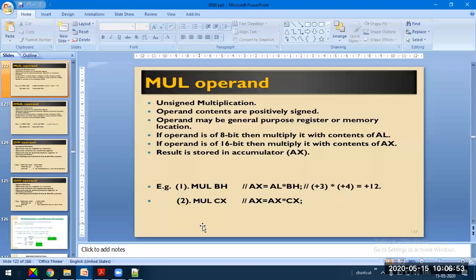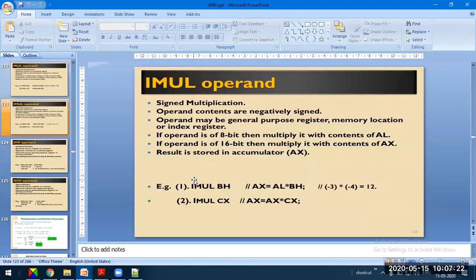Similarly, for 16-bit multiplication, last class we have seen that it makes use of two registers. One is the AX register, the other is the DX register, which is not shown in this slide. The result is bigger for 16-bit multiplication. The result can go up to 32 bits. So the lower 16 bits are available in the AX register, and the upper 16 bits are in the DX register, which is not shown in this slide. So let us look into the IMUL instruction.